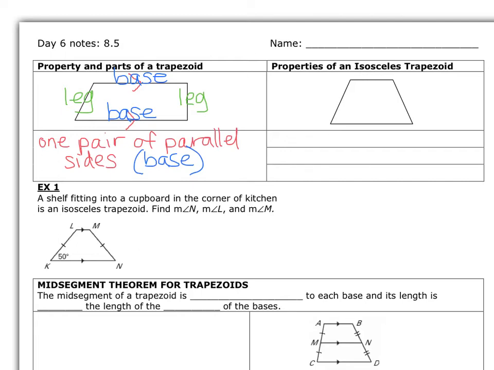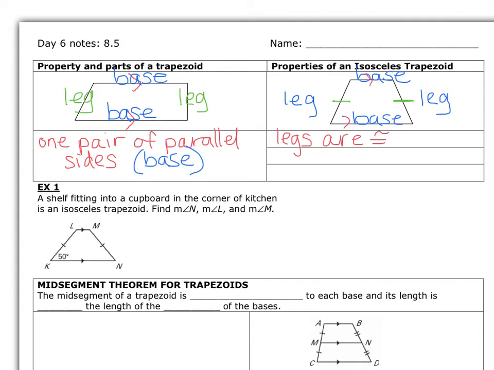Now we can also have an isosceles trapezoid. So remember, in isosceles triangles, that means that two sides were congruent. So it's going to be very similar here in a trapezoid. If it's isosceles, then we're going to know that the two legs are congruent. So again, the parts don't change: leg, leg, base, base. But now, one of the extra properties is that the legs are congruent. And again, the bases are still parallel.